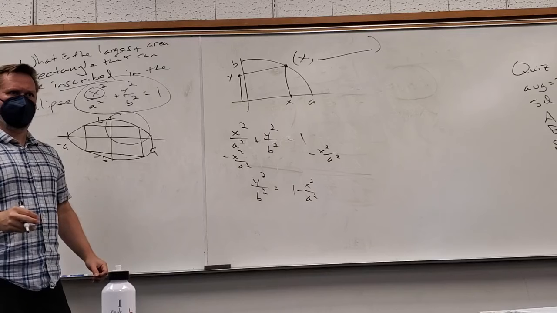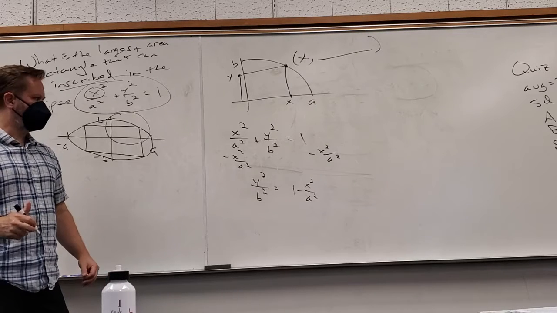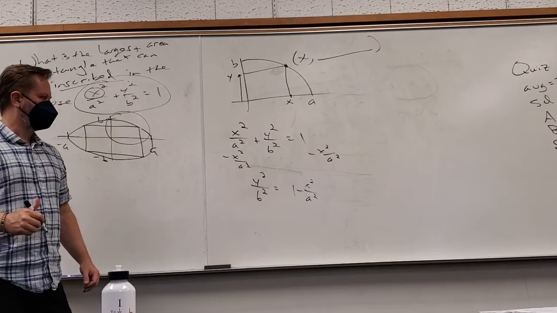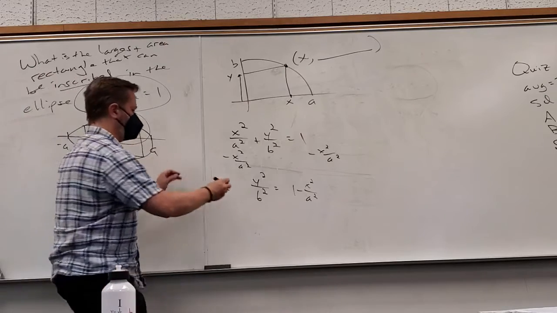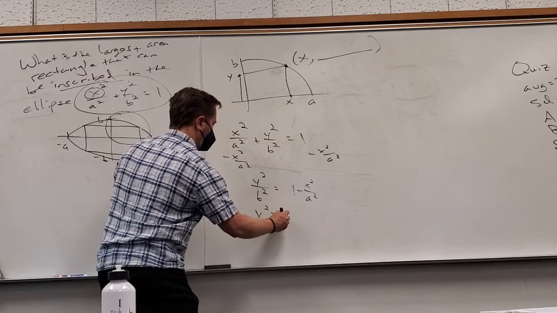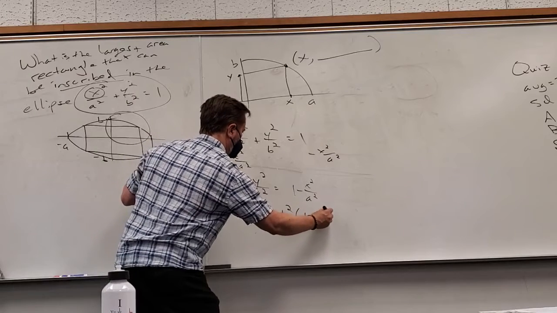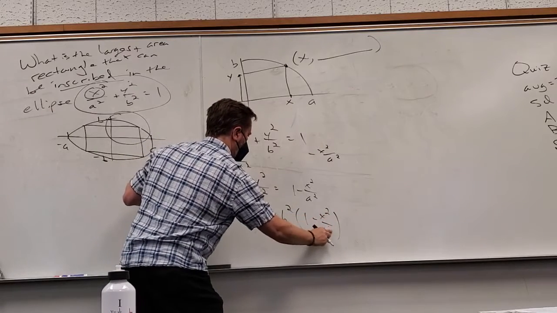So good. How do I keep going? What do I do next? Multiply by b squared. I'm just going to do this. You'll see why in a minute. Don't actually distribute that.